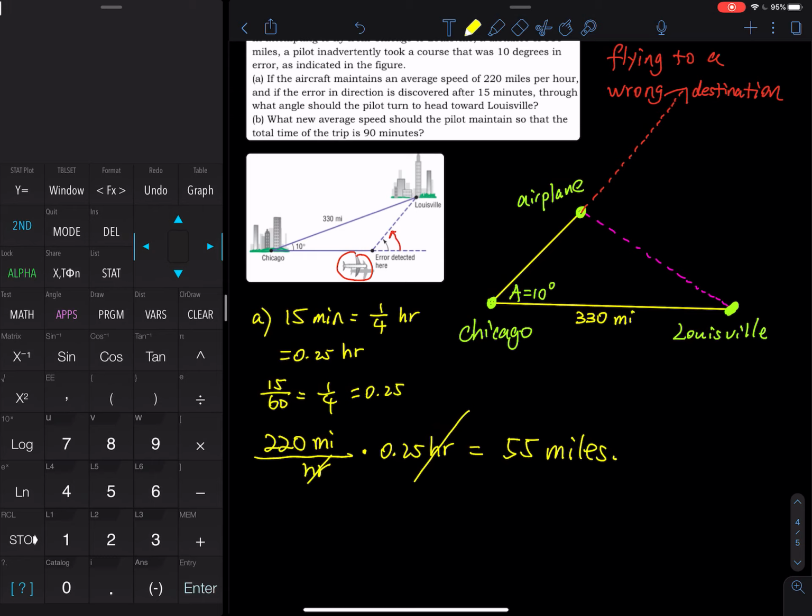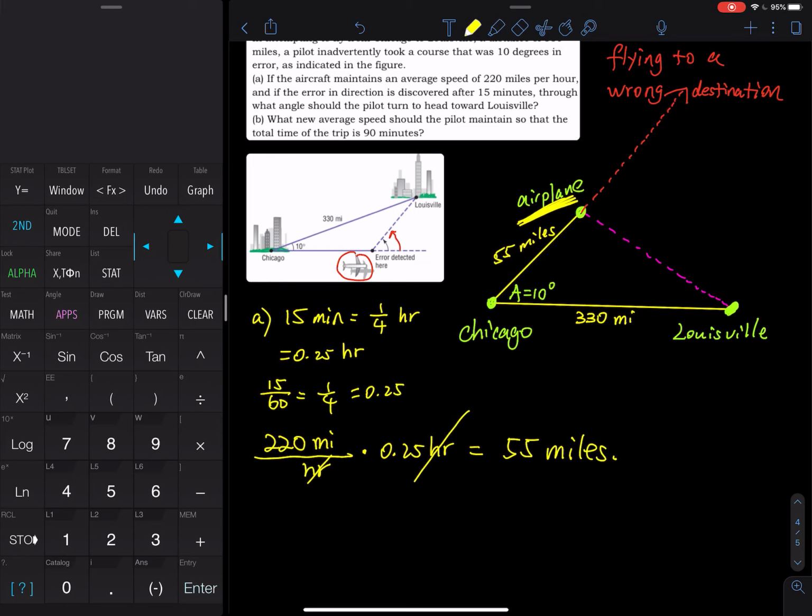I know no one wants to see a triangle that way, so I put the triangle back this way for you and used some color coding. From Chicago to Louisville, the distance is 330 miles, but you went 10 degrees off course, so now you are right here. We just calculated that you traveled 55 miles. So you are right here. If I don't alert you, then you will just fly in a wrong direction. Look at the red arrow.